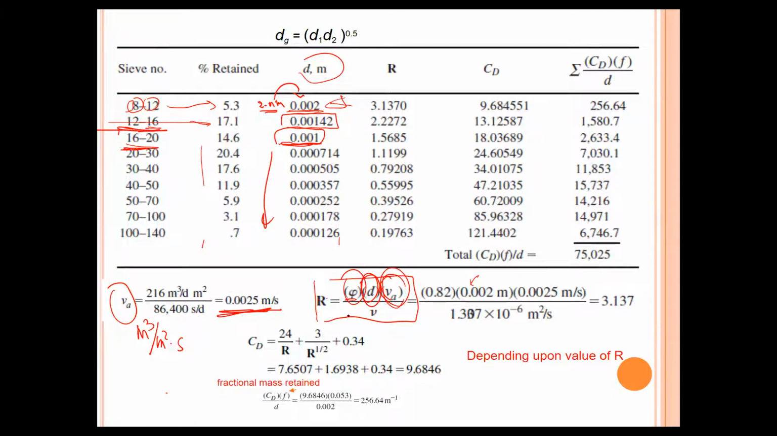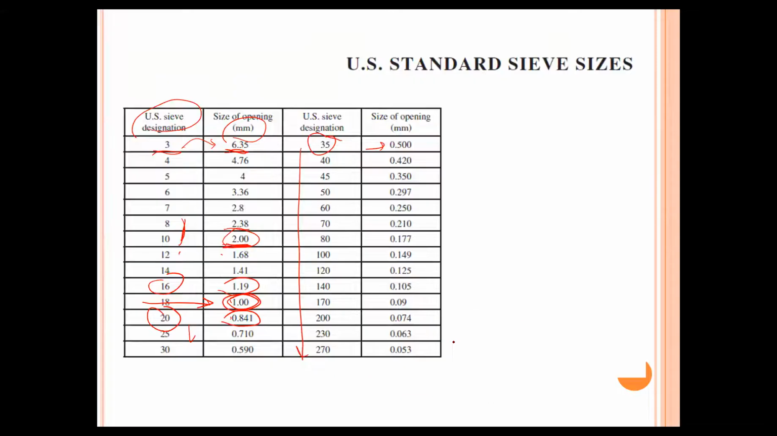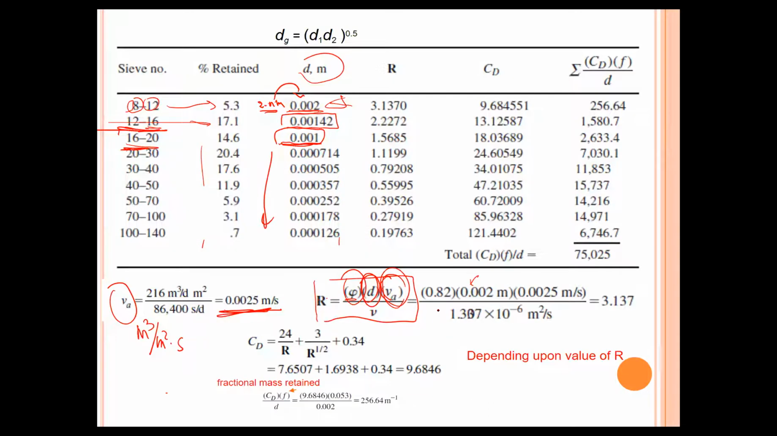So we know this one, we know this one, we know this one. Because the temperature is given, we can find the viscosity of water from the appendix of your textbook. At 10 degrees centigrade, the viscosity is 1.307 times 10 to the minus 6 meters squared per second. So everything is known. We can find the Reynolds number. This is the Reynolds number here. If you change this diameter, you can find the Reynolds number for another, and so on. So you have all of the Reynolds numbers here.